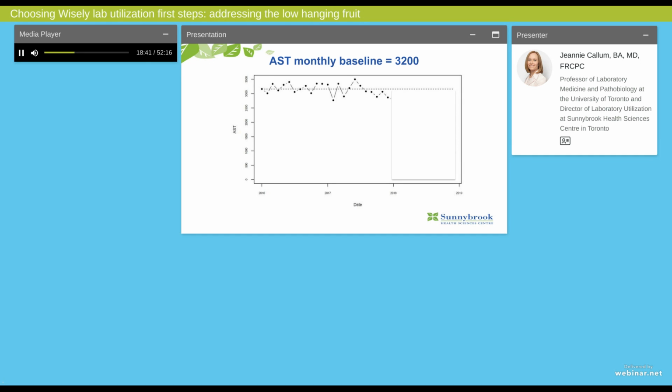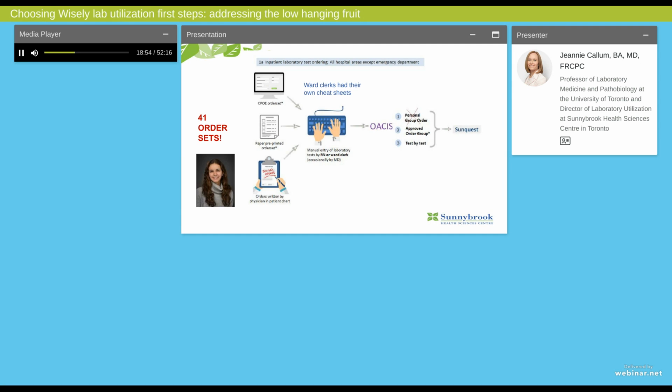And then we looked at our baseline for the AST. Again, we hadn't intervened, nothing had been changing, so we have this very flat line of about 3,200 tests per month. So we had a great run-in to be able to show a change. So then we got to work.